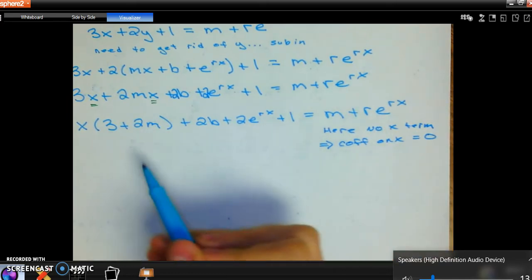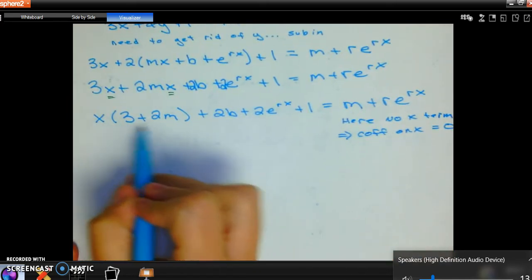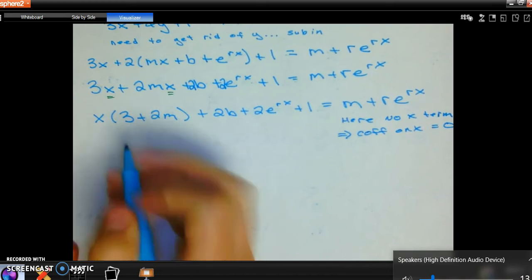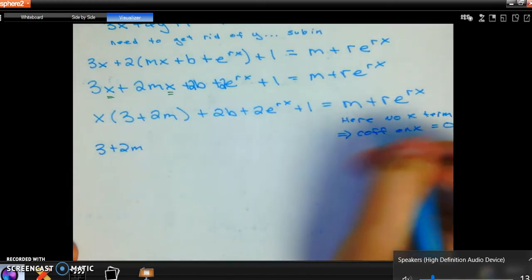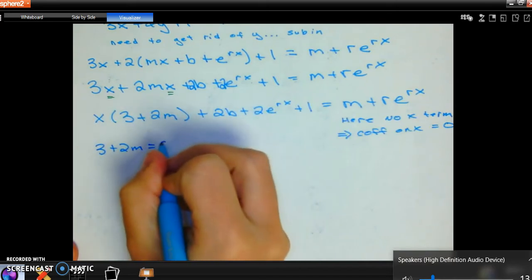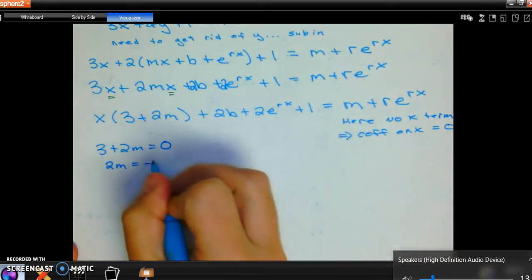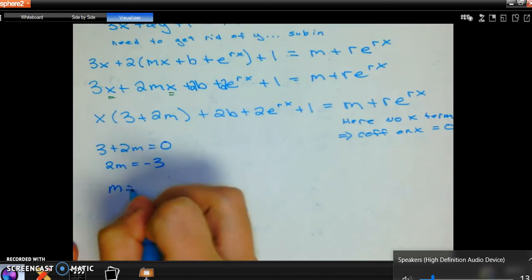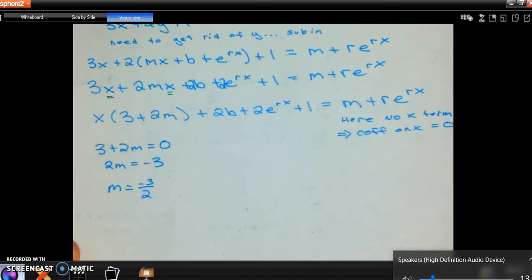Well, what does that mean for this part? That gives me something. It tells me that the coefficient on x, this part right here, has to be 0. How do I know that? Because there is no x term on this side, so that's what it has to be. So once I do that, I can solve for m. So that means that m equals -3/2.